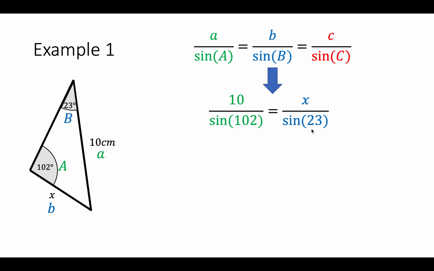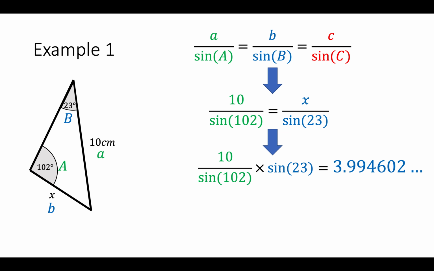Now look at this divide by sine 23 here. We need to get rid of that. The way we're going to get rid of divide by sine 23 is by multiplying by sine 23. It looks like this. We type that into our calculator, press equals, and we get 3.994. That rounds to 4 centimeters. We have finished. That is the final answer.